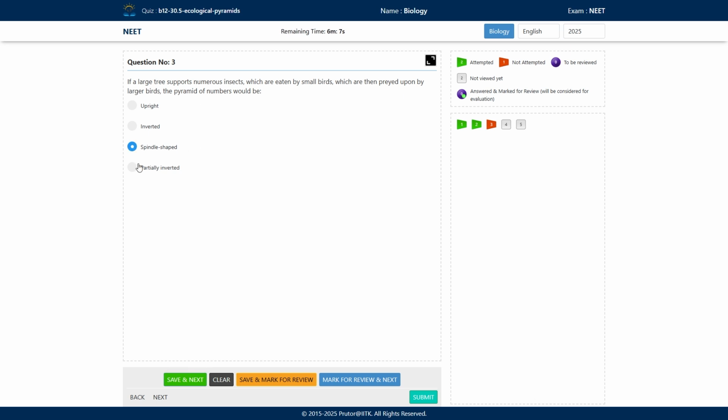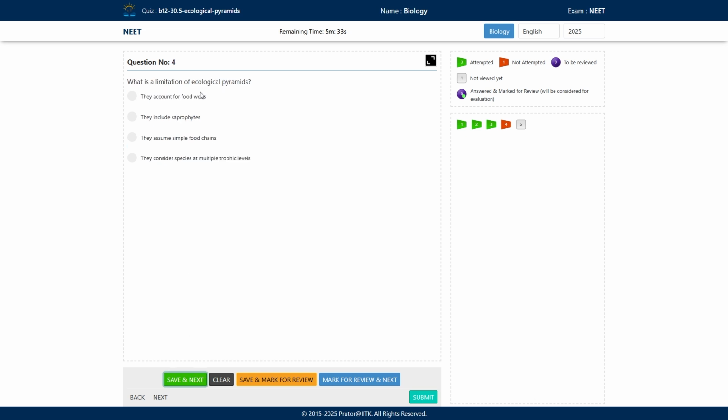Okay, option number C will be the correct answer. It is spindle shaped. So here you can see there was one tree that is supporting numerous insects. So number of insects is very large. These insects are being eaten by small birds. So number of these small birds is less as compared to these insects. And then again, these small birds are being preyed upon by larger birds. Again, the number of these larger birds will be less. So you will get a spindle-shaped pyramid here.